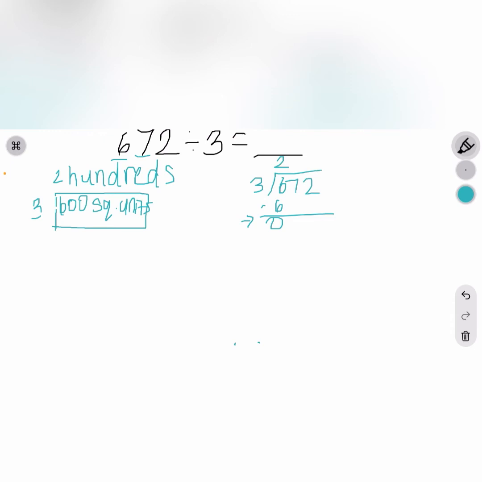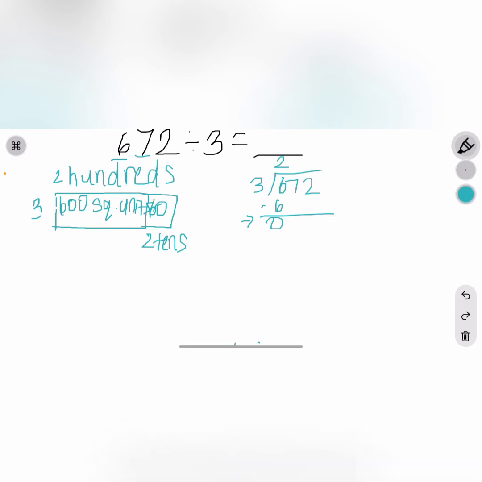Well, we know that 2 tens times 3 would give us 60. If we did 3 tens, we end up with 90. That's way over 70. It's too much. So we're going with 2 tens. So on my rectangle, I'm adding a box and I'm writing 2 tens for that box. And I know that 2 tens times 3 is 60, so I'm writing 60 inside that box.